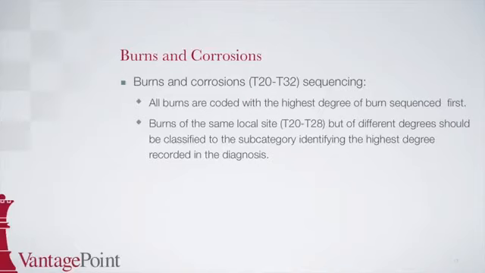In terms of sequencing multiple burns and/or corrosions, you're going to sequence the highest degree burn first. Therefore, if documentation states that a 20-year-old male was admitted for 2nd degree burns of the neck and 3rd degree burns of the upper back, you would sequence the code for the upper back before the neck, as a 3rd degree burn is the most severe.